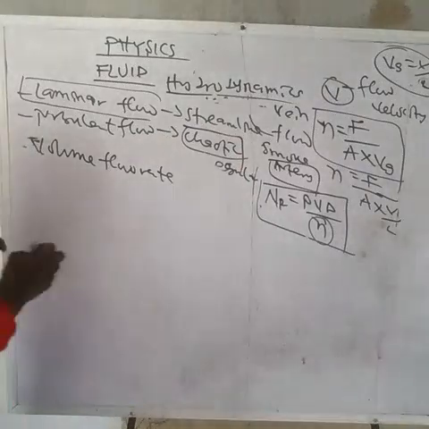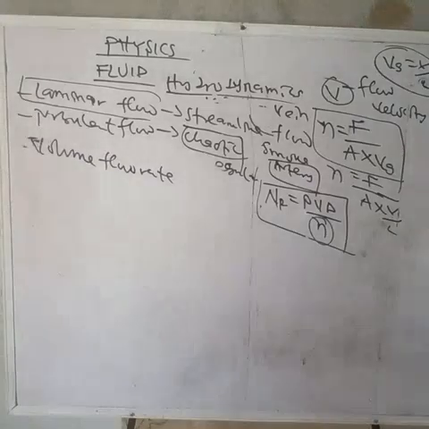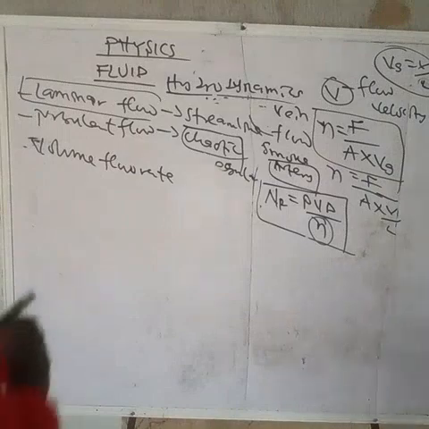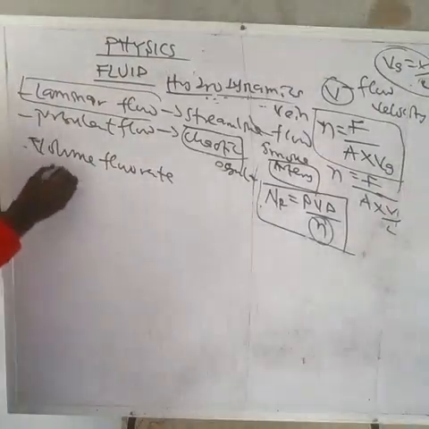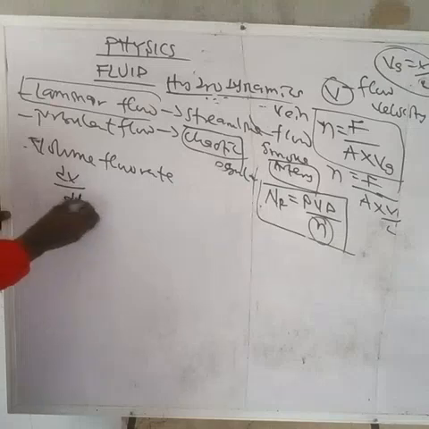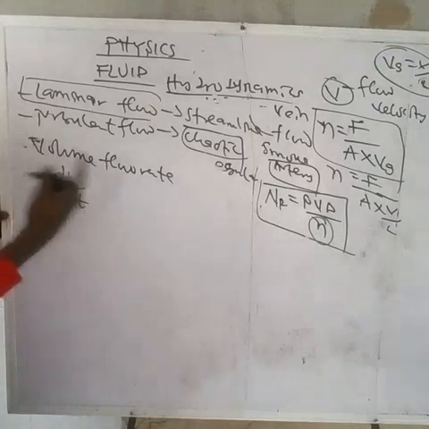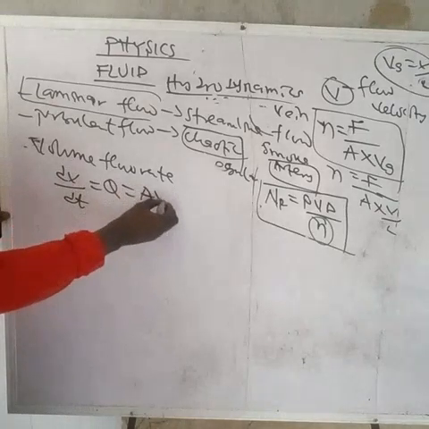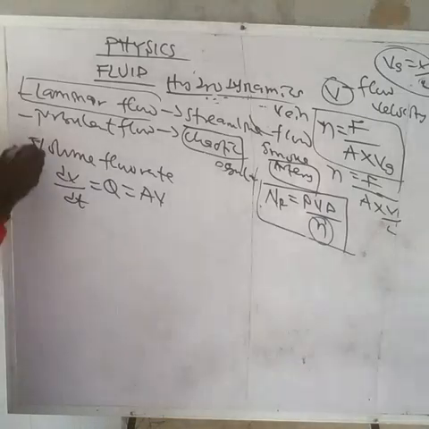So I'll prove all the equations we need. Volume flow rate of a liquid, and mass flow rate of a liquid. When you say volume flow rate of a liquid, what does it mean? Volume flow rate of a liquid is change in volume per change in time, while mass flow rate is change in mass per change in time. The symbol is Q, and it's area multiplied by flow velocity. This is the volume flow rate.